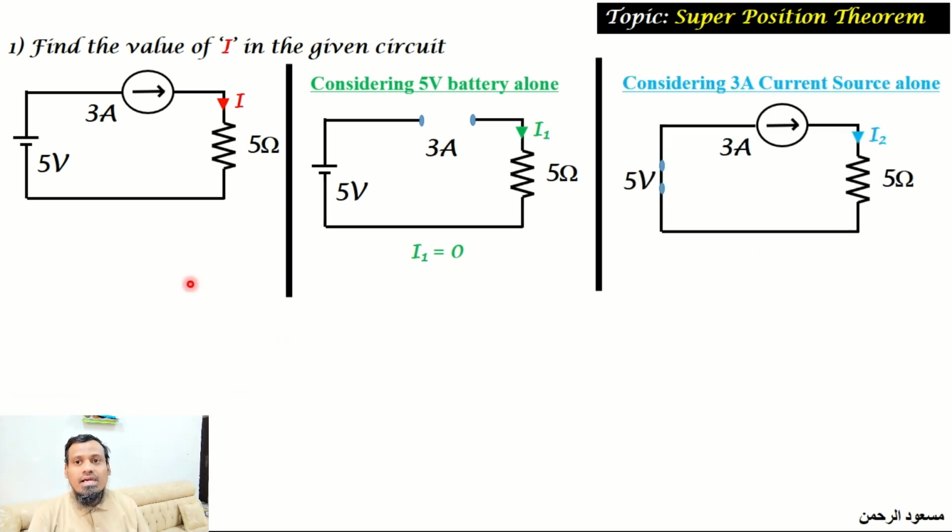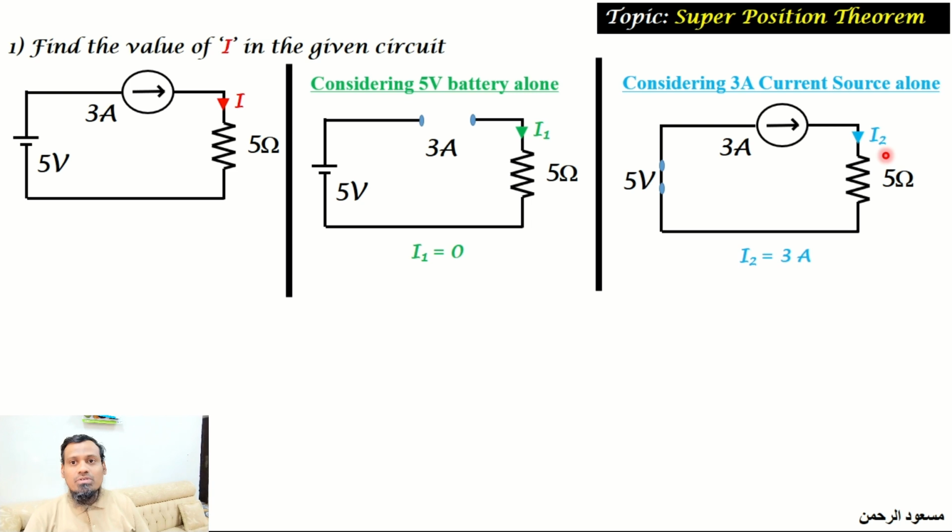Now, by considering the current source alone, we have short circuited the 5 volt battery and redrawn the circuit. Seeing the circuit, there is only one current source and only one closed path. All the current delivered by the current source will flow through the 5 ohm resistance. So we can write the current through the 5 ohm resistance, which is marked as I2, equal to 3 amps. What we have done so far is consider one source at a time and find the current through the 5 ohm resistance individually.